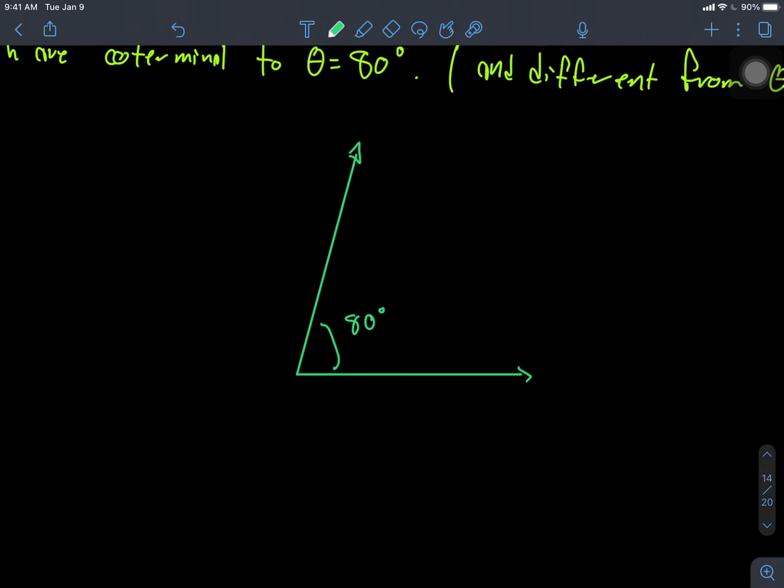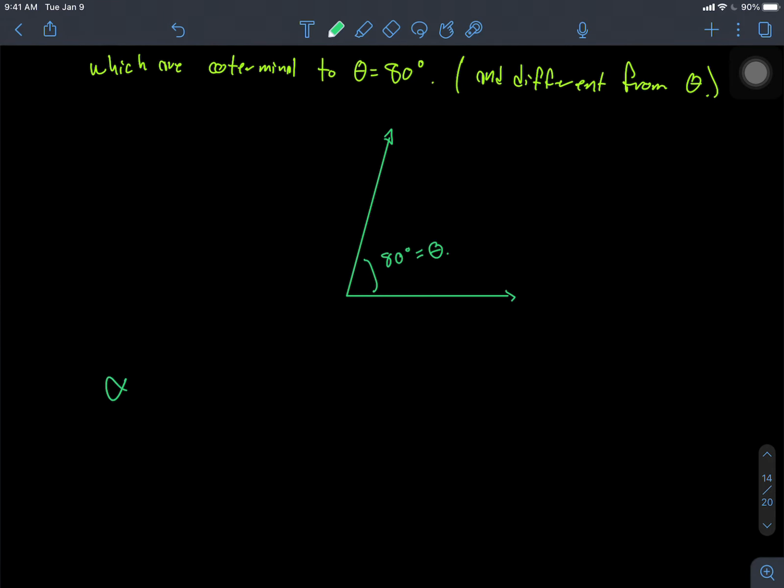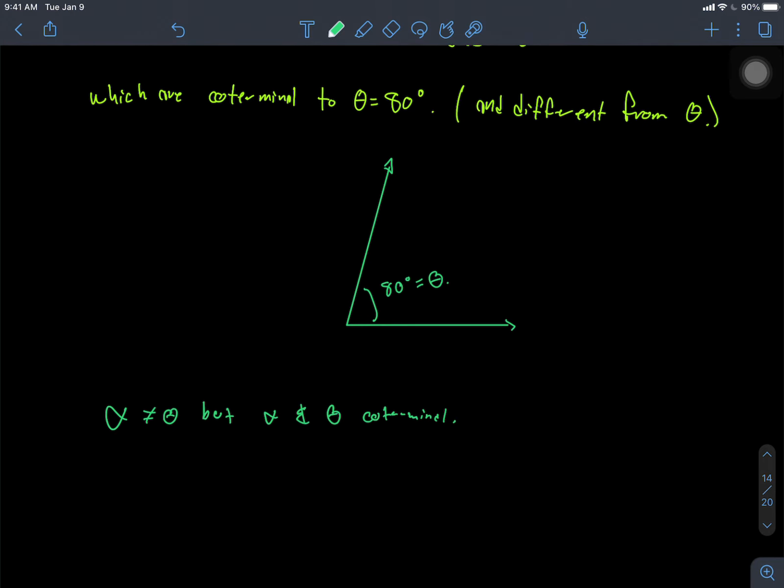Okay, so here's 80 degrees, and this is theta. And I want to find two angles alpha, which is not the same as theta, but coterminal. Alpha and theta are coterminal. Okay, so I want them to both start on this initial side, and I want them to both end on this terminal side.